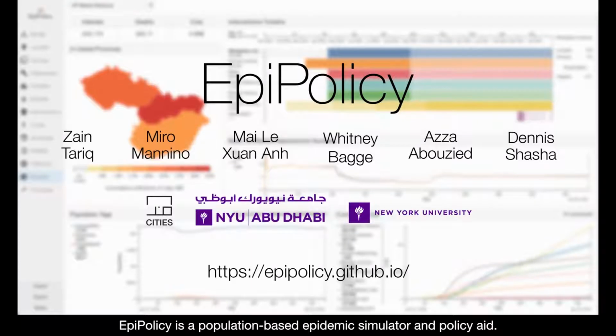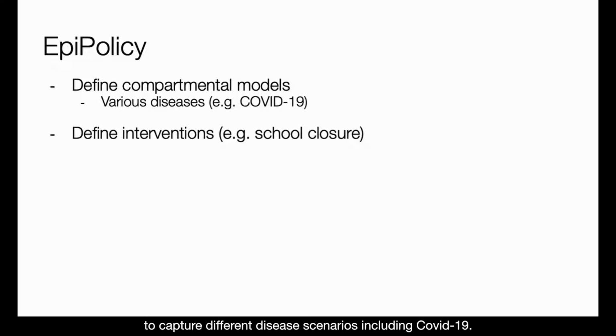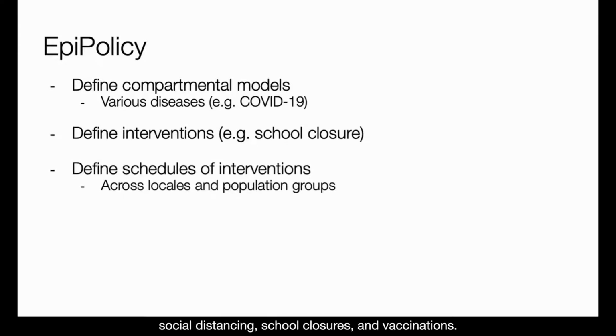EpiPolicy is a population-based epidemic simulator and policy aid. With EpiPolicy, you can define compartmental models to capture different disease scenarios, including COVID-19. It offers transparent ways to define various interventions, such as social distancing, school closures, and vaccinations.